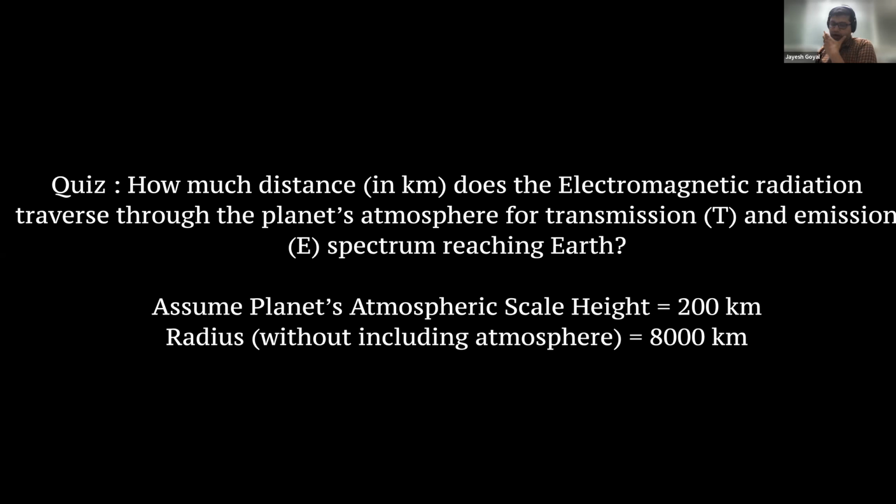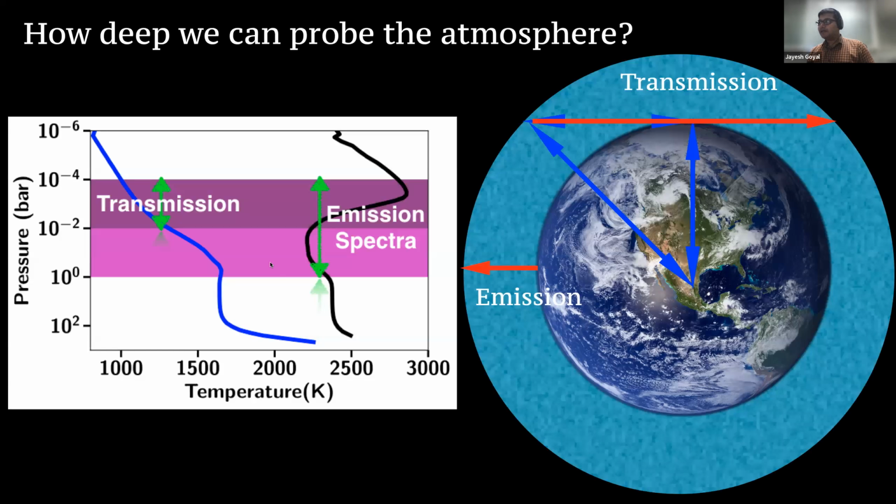Okay, that is good. So Akash is giving it: for transmission 3600, emission... Yeah, so emission will basically be 3 times the scale height of 200, so 600 kilometers, and the transmission comes to around 3200. It's close. The main point to take away here is the path length. The path length that the beam of radiation has to travel through the planet's atmosphere is almost 3200, say almost 3000 kilometers, and in emission it's just 600 kilometers.